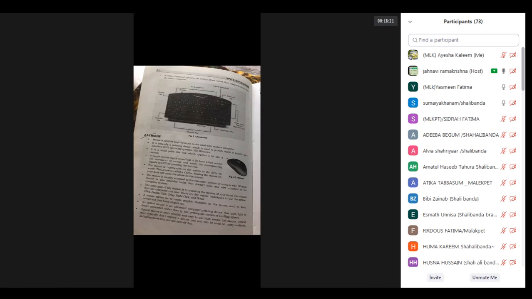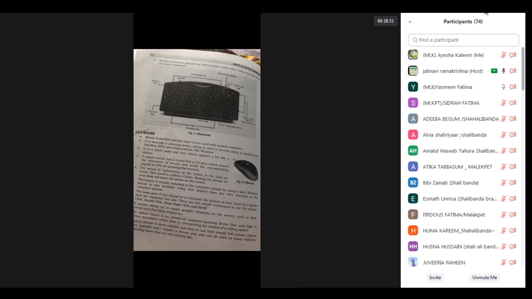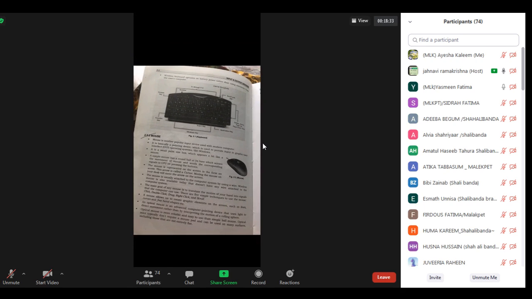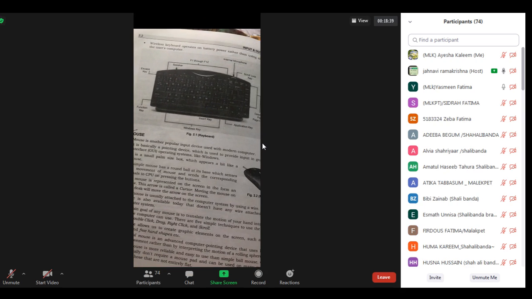Yes, you could see where I have given the picture of the keyboard. A wireless keyboard operates on battery power rather than using electricity. If it is wireless, obviously there is no wire. If it is not the normal one, then there is some means of recharge or some sort of batteries. Then it is understood.